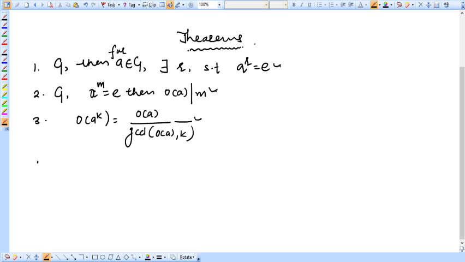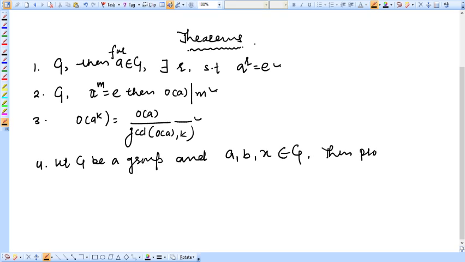So now introducing you to the fourth theorem. It says, let G be a group, and A, B, X belong to G. Then prove that first, order of A inverse is equal to order of A.